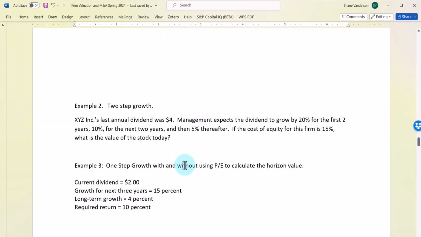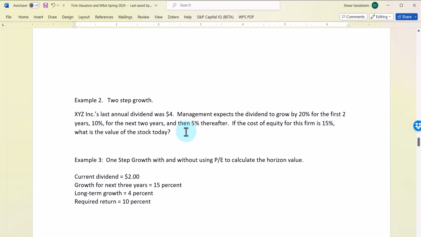The next question has 2-step growth, and this is just an example of having more than just 9% for 3 years. We have more years that we're going to look at here, and I'm also showing you this because we have a different horizon period then.